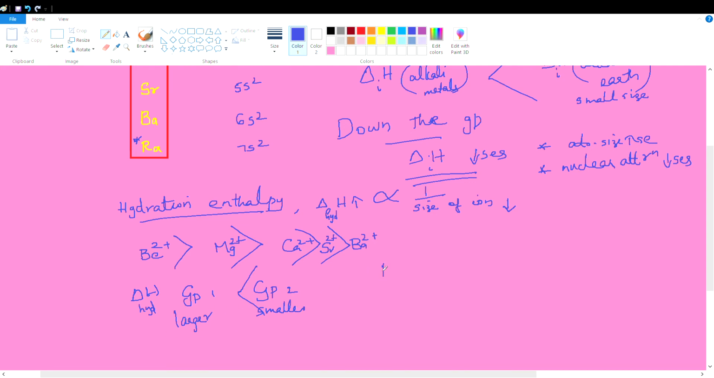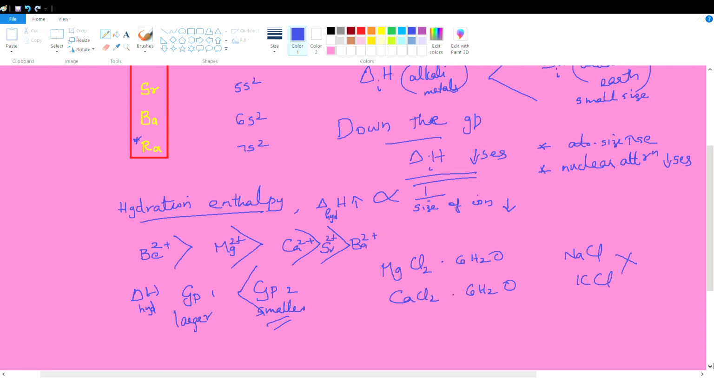For example, magnesium chloride exists as MgCl2 6H2O, hexahydrate. Similarly, calcium chloride exists as CaCl2 6H2O. Whereas sodium chloride and potassium chloride, the corresponding members in the alkali metal series, do not form such hydrates. Alkaline earth metal salts are more hydrated than alkali metal salts, because alkali metal ions have larger size, alkaline earth metal ions have smaller size.